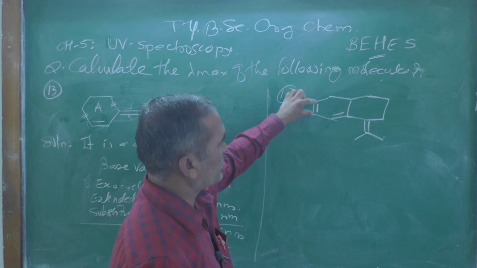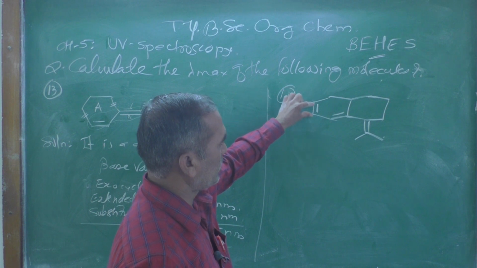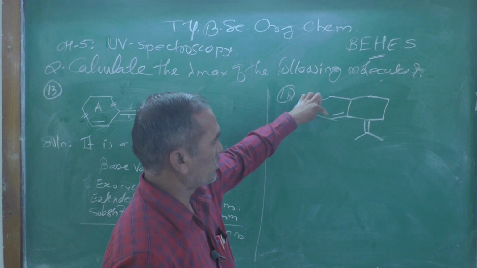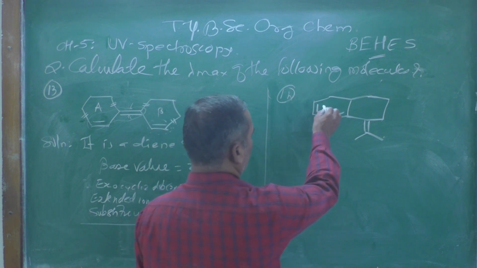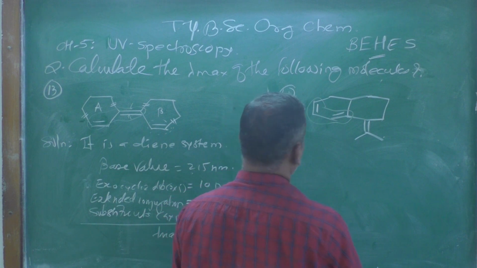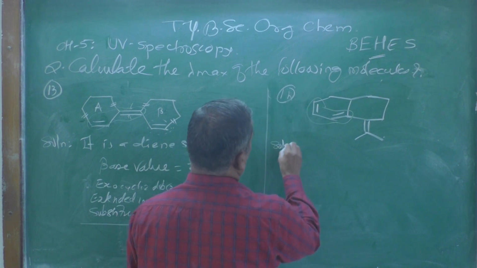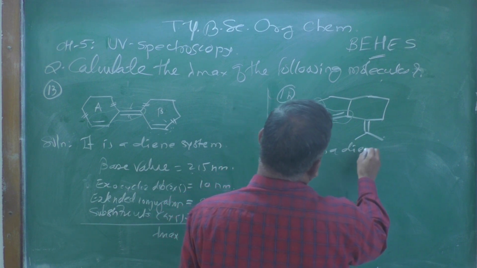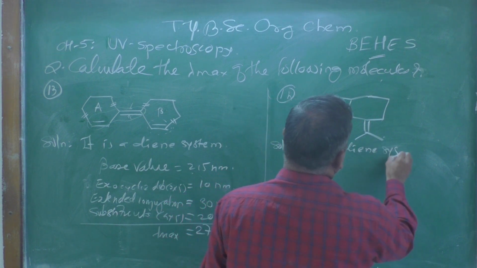If you observe this structure carefully, you can clearly see here carbon-carbon double bond, single bond, double bond, and therefore it is a diene system, right? Then you can write it down as the solution. It is a diene system.